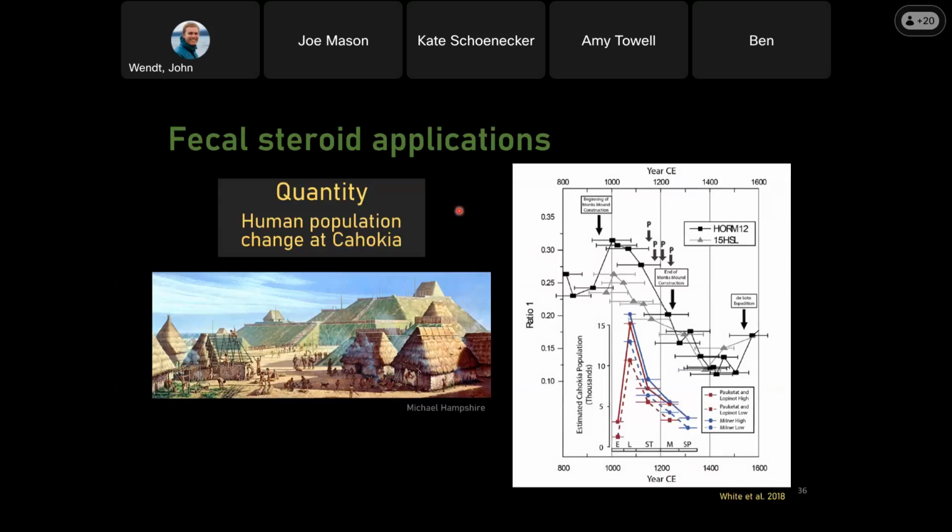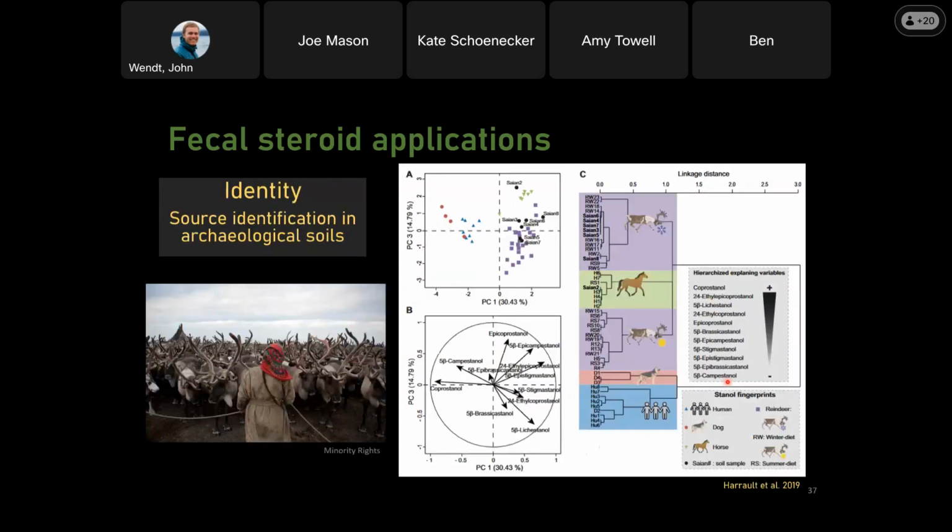So some examples here. We can try to approach measures of quantity. In this example, human population change at Cahokia is represented with a sterol record by this black line here, and it's compared to independent archaeological estimates of population change. So you can see that this is some form of validation where both population changes are reflected in the data.